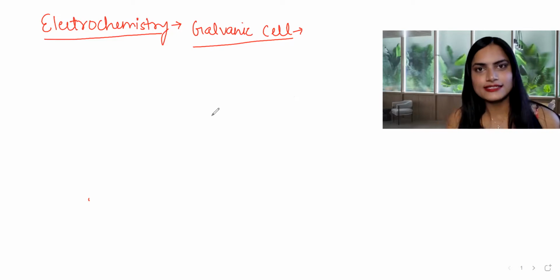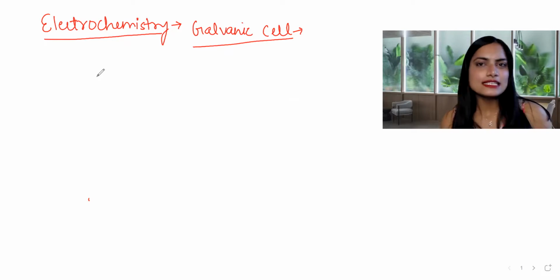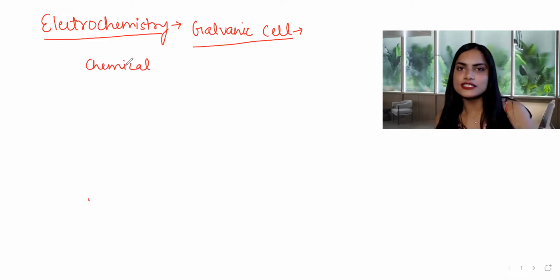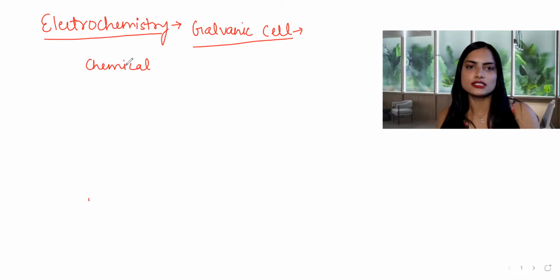So what is a galvanic cell? A galvanic cell is a cell that converts the chemical energy of a spontaneous redox reaction into electrical energy.